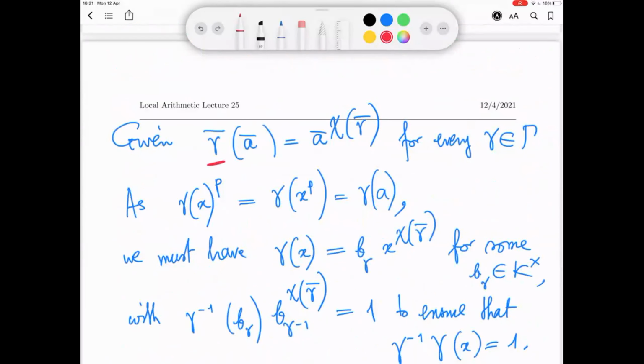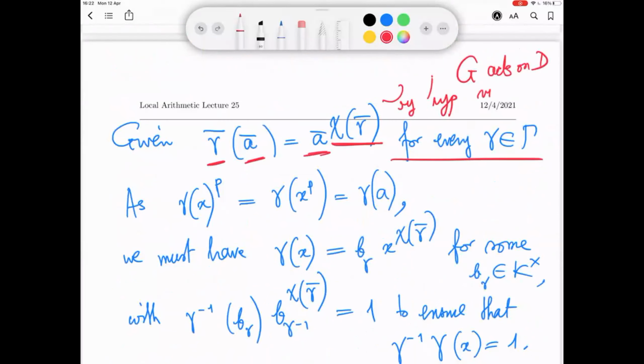Gamma bar of A bar is A bar to the power chi gamma bar for every gamma. Why? This is by hypothesis. By hypothesis, Gx on D via chi. That is what is being translated here.